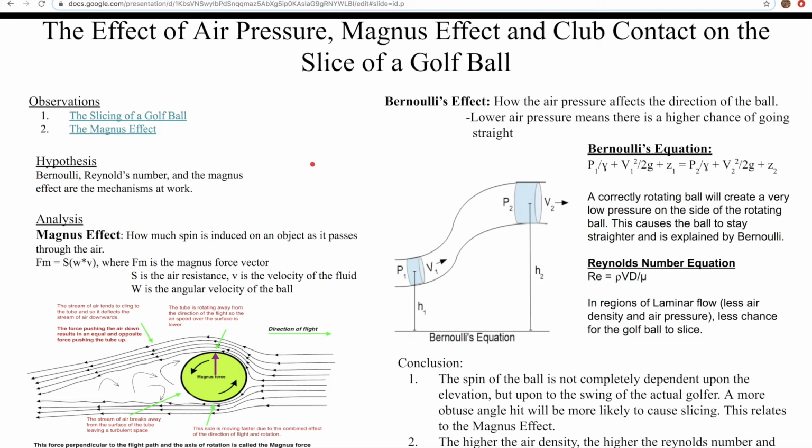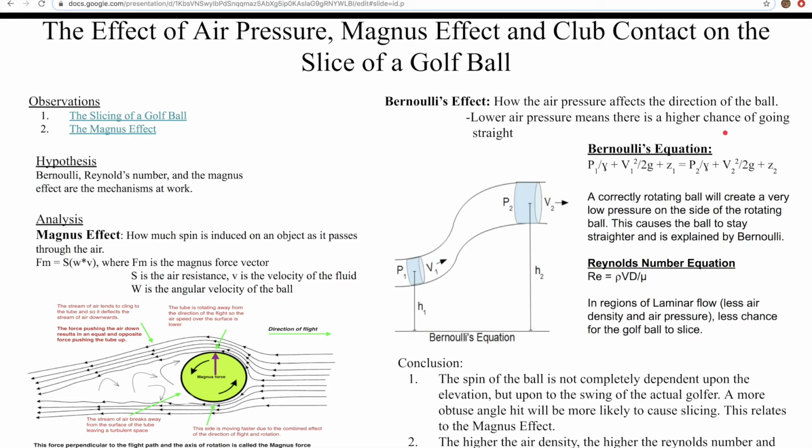Based on Bernoulli, a low pressure means that it's a higher chance for the ball to go straight and not slice. Bernoulli's equation is right here. Based on what was said prior, a correctly rotating ball will cause a low pressure to occur on the side of the rotating ball. This will cause it to stay straighter.